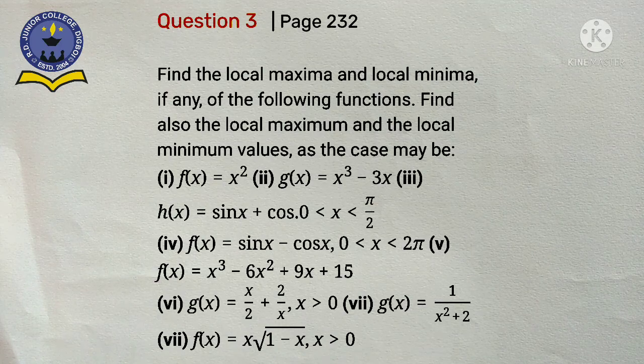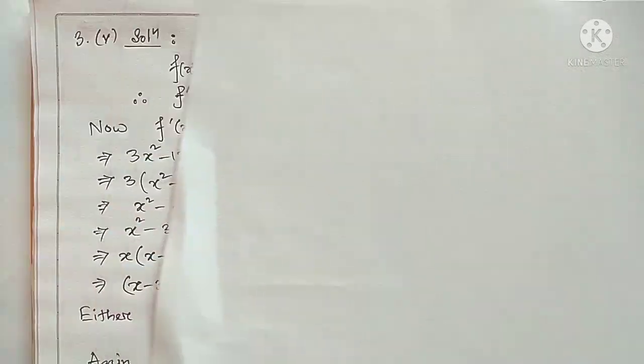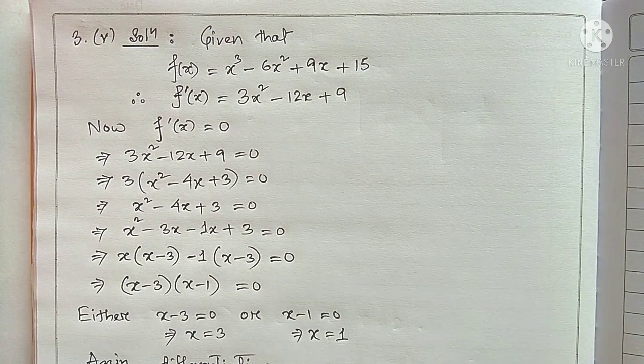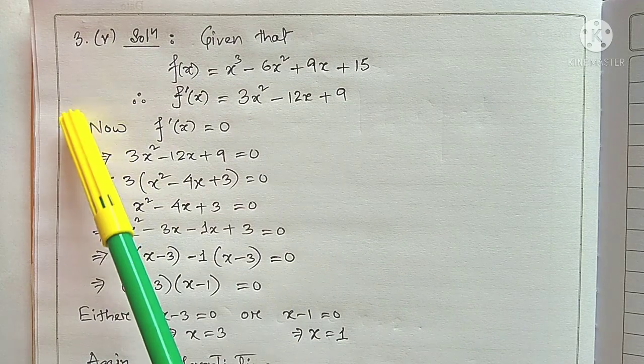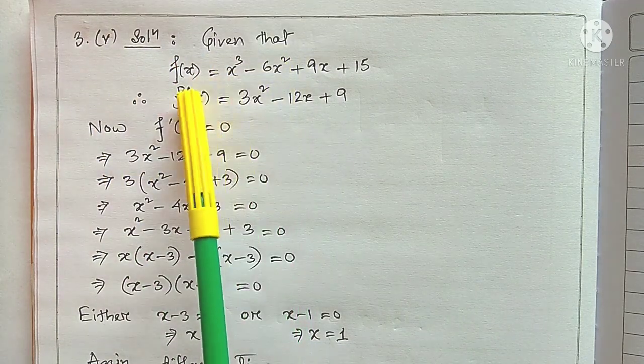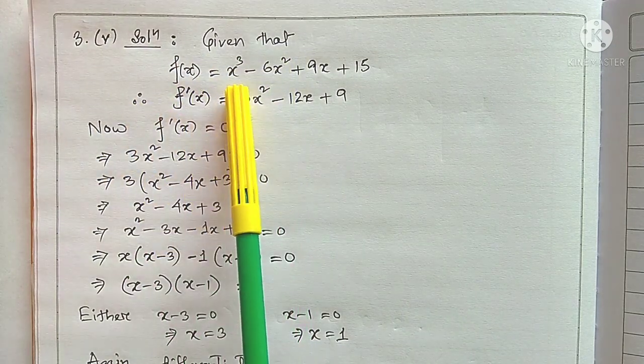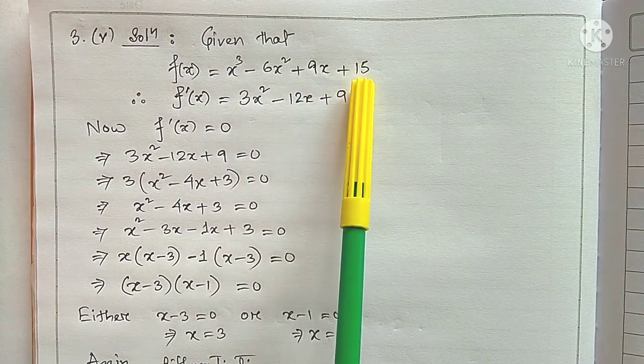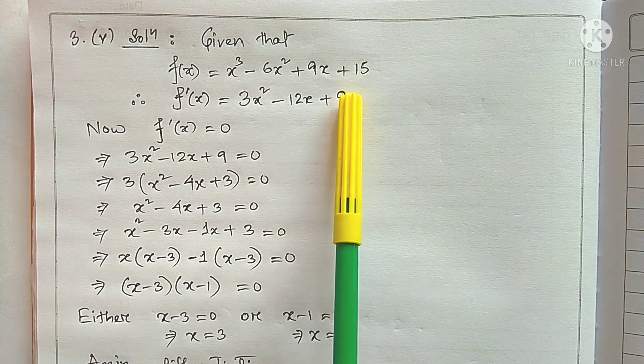So let's start. How can we solve this one? Let's see. As you see here, first of all we write down the function f(x) equals x cube minus 6x square plus 9x plus 15. Now the first step is to differentiate this.